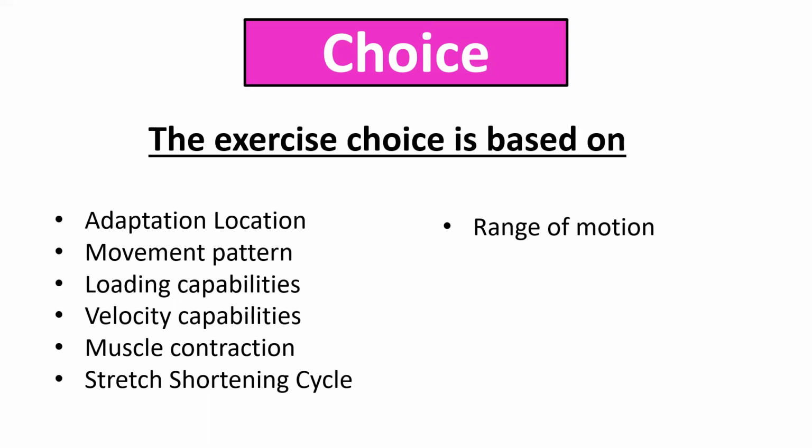Some exercises allow more range of motion than others. Using a wide grip bench press compared to a closed grip bench press. Closed grip bench press has more range of motion at the tricep. Wide grip has more range of motion at the shoulder. It just depends on the exercise we choose.